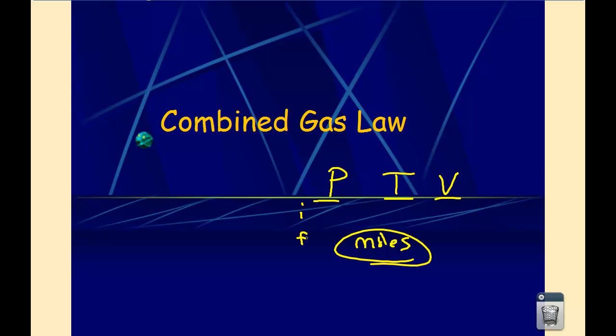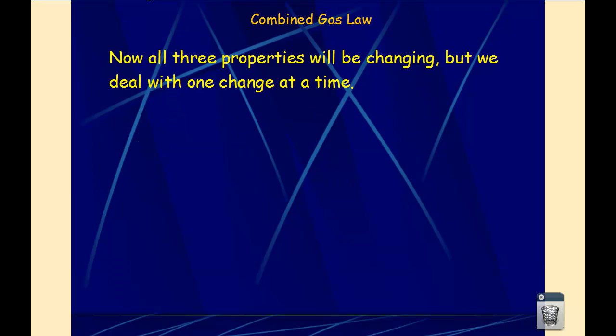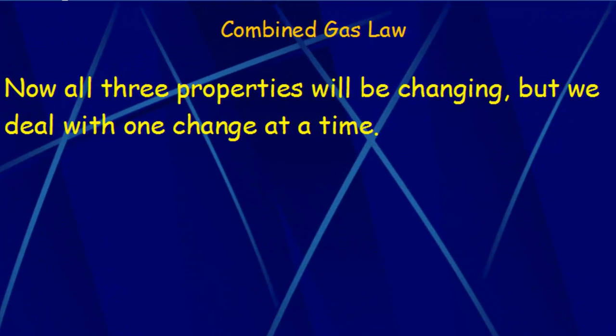Now the difference between this and the first one is that in the first one, one of these three was held constant. So either the pressure didn't change and these two did, or the temperature didn't change, or the volume didn't change and the pressure and the temperature did. In these problems, we call it the combined gas law. So we're taking Charles's, Boyle's, and Gay-Lussac's laws and combining them into one problem where all three will be changing. So now all three properties are going to change, but we still only deal with one at a time.